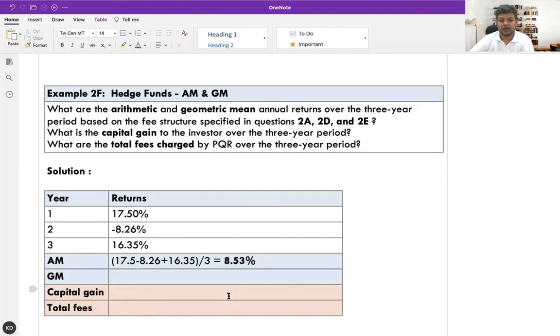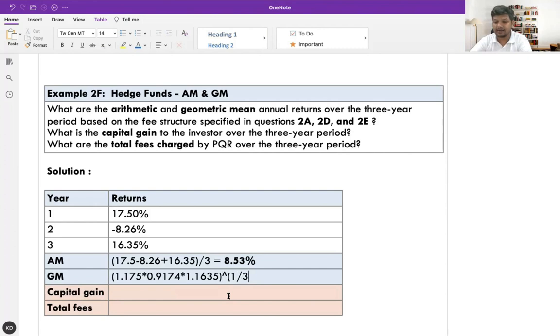So geometric mean, I will do bracket 1.175 multiply with 1 minus 8.26%. That is going to give you 0.9174, if I'm not wrong. Multiply with 1.1635. Correct? Just check if it's 0.9174. Yes. And this has to be taken the average.